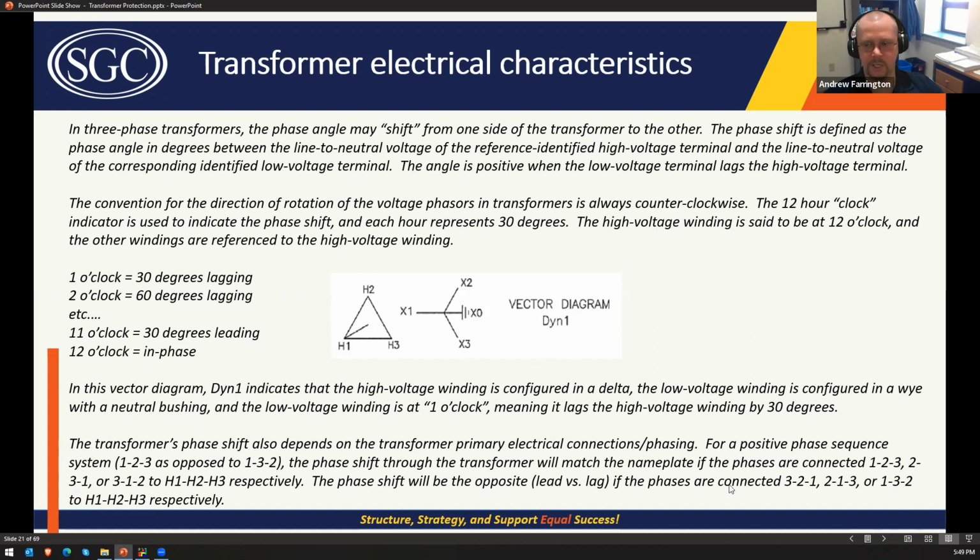And I copied and pasted this from the previous lecture. Remember, it's important to not just look at the vector diagram. You also have to look at the phase to bushing connections and understand the system's phase rotation. Because if you have connections that do not match ABC to H1, H2, H3, or if you have a phase sequence that's ACB versus ABC, this changes. So need to be aware of that.